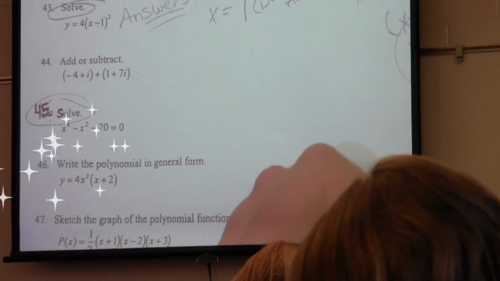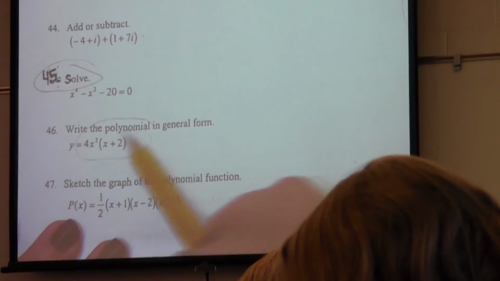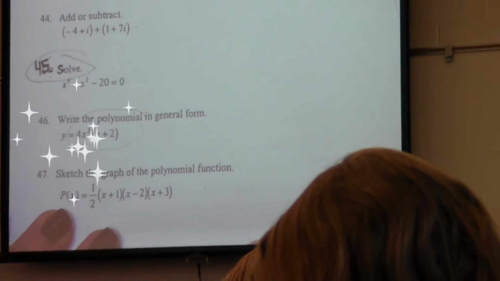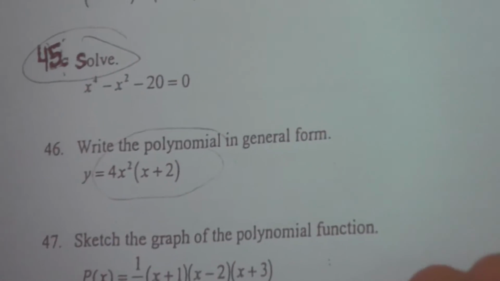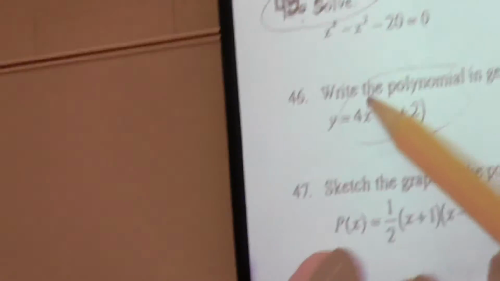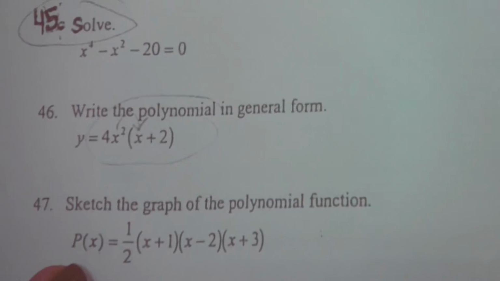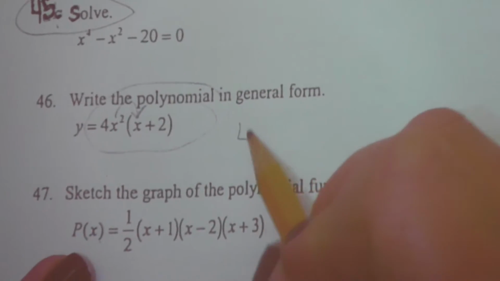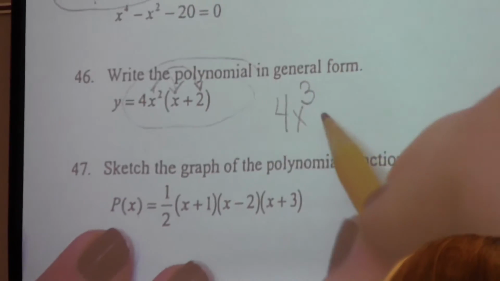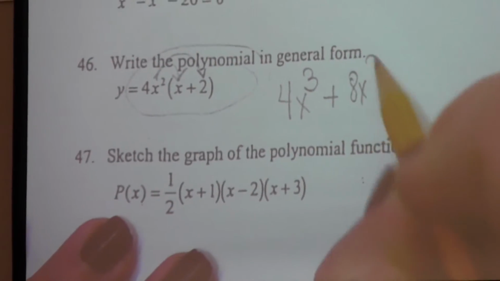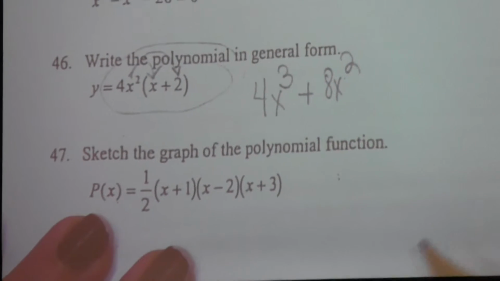Okay? Here, this one on the test we had a lot of problems with too. Write this as a polynomial in general form. It was strange, but interesting, that people got all kinds of random stuff. But we just multiplied the 4x squared times the x to get 4x cubed, and the 4x squared times the 2 to get 8x squared. Multiply it by both.